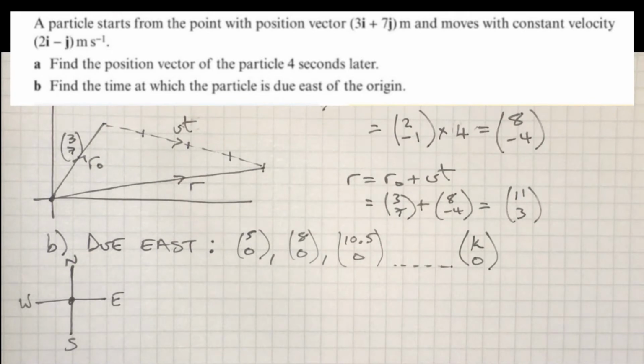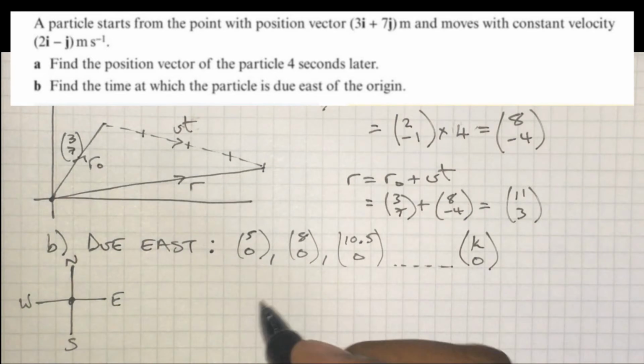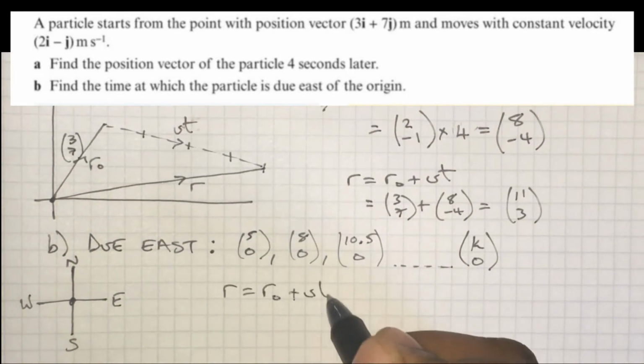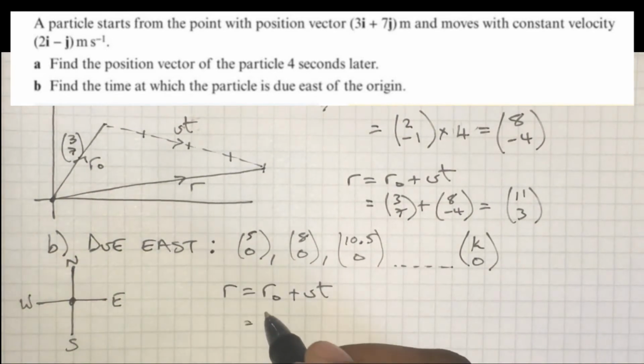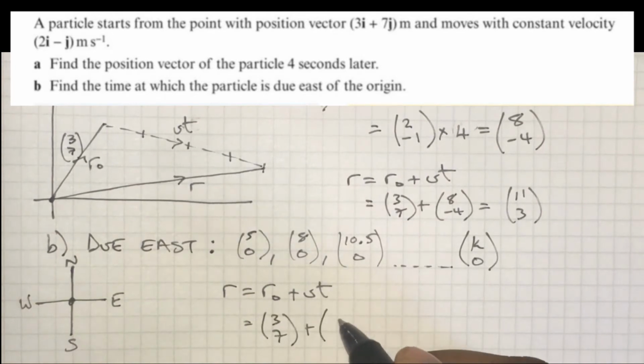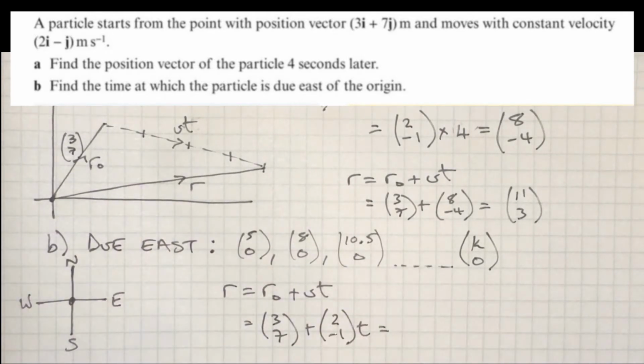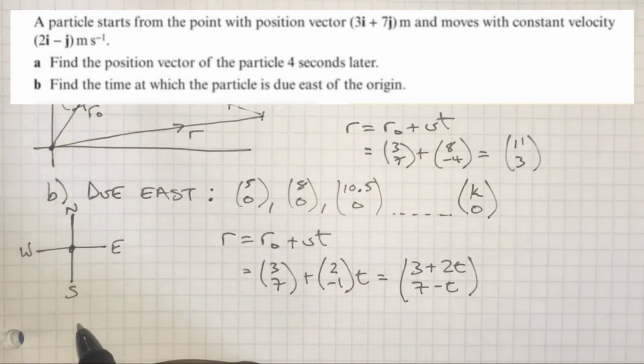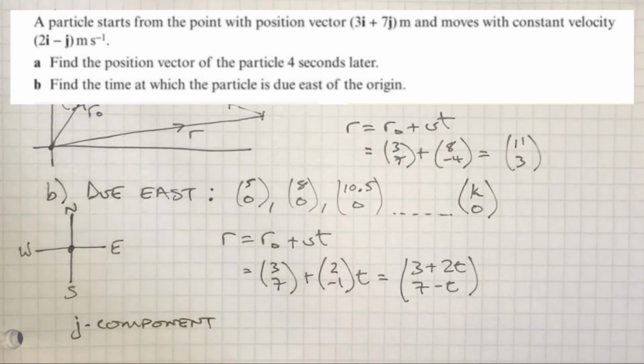All right, so we want to know when that position vector takes that form. First, let's get a generalized position vector, because we don't know the time, so we're going to leave in the variable t. So I can say r equals r0 plus ut, generalized ut. I'm writing it as one resultant vector, (3 + 2t, 7 - t). And if I want the form for due east, I need the j component to equal 0. That j component must equal 0.